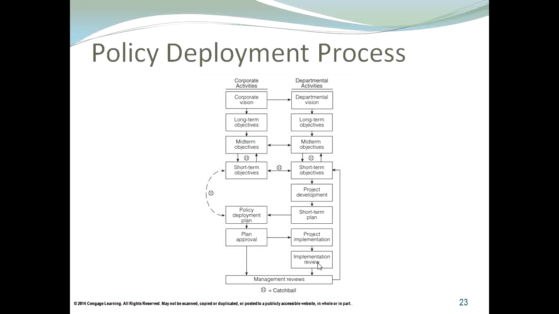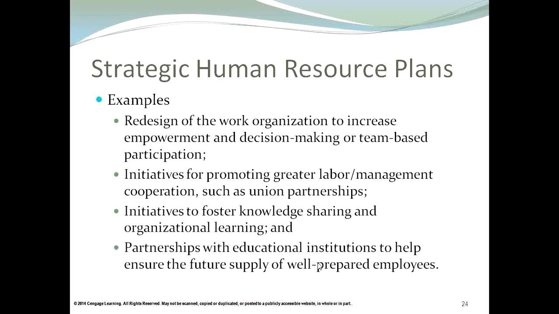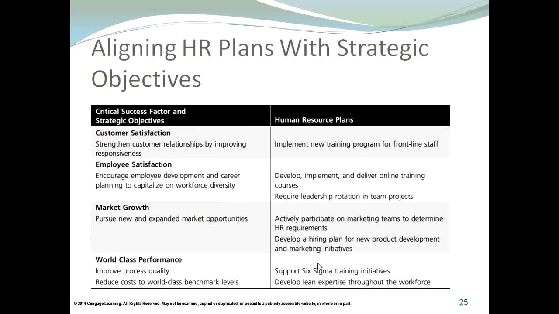Now, talking about the strategic human resource plan, for example redesigning the work of the organization to increase empowerment in decision making, team-based participation, promoting greater labor management cooperation such as with unions or partnerships, initiatives to foster knowledge sharing and organizational learning, and partnership with educational institutes to ensure a future supply of well-prepared employees. Now, aligning HR plans with strategic objectives.